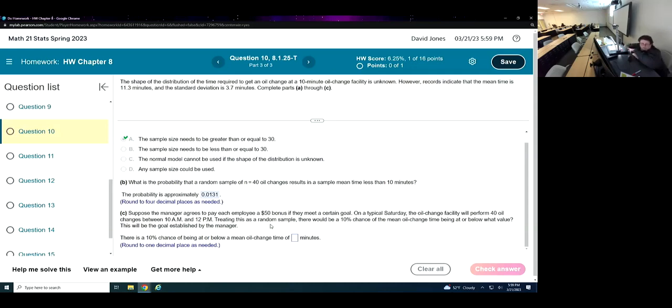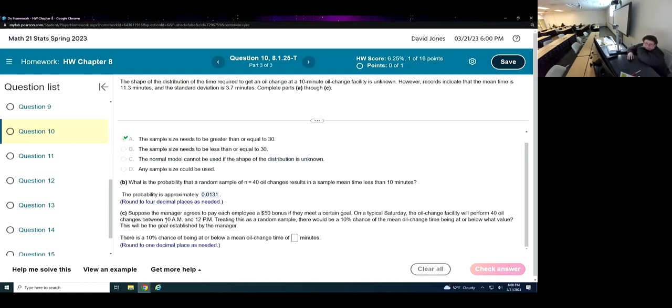Then it says, suppose the manager agrees to pay each employee a $50 bonus if they meet a certain goal. On a typical Saturday, the oil change facility will perform 40 oil changes between 10 a.m. and 12 p.m. Treating this as a random sample, there would be a 10% chance of the mean oil change time being at or below what value?